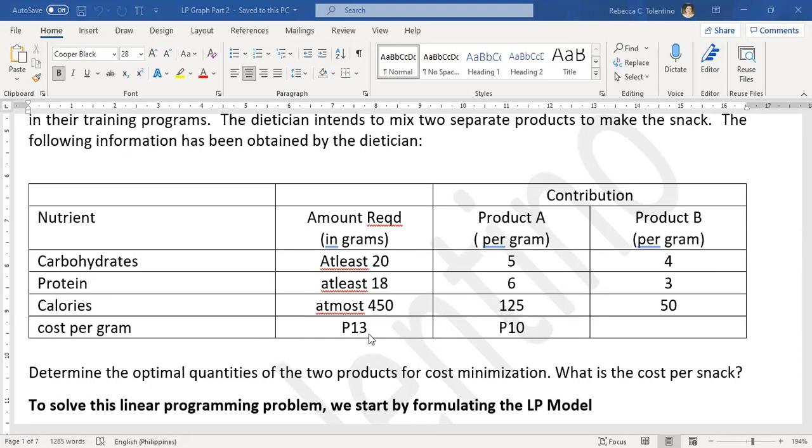Okay. The cost per gram, let us just correct this a bit. So for product A, it costs 13 per unit, and for product B, it costs 10. So we're asked to determine the optimal quantities of the two products for cost minimization. To solve this linear programming problem, we start by formulating the LP model.